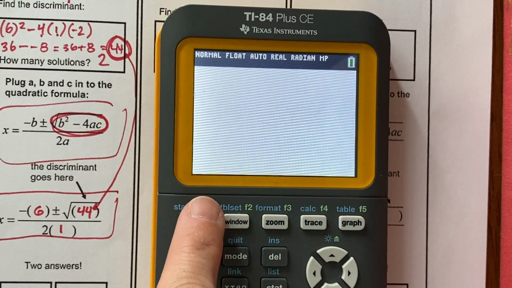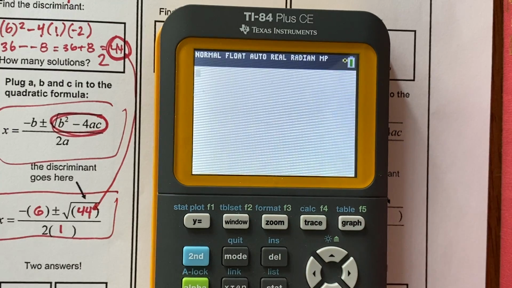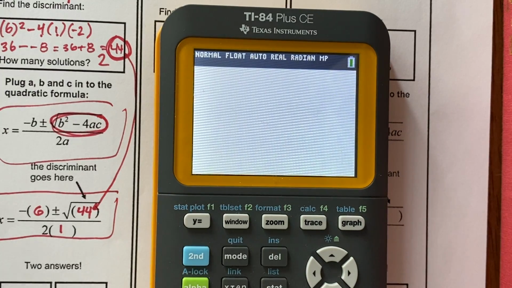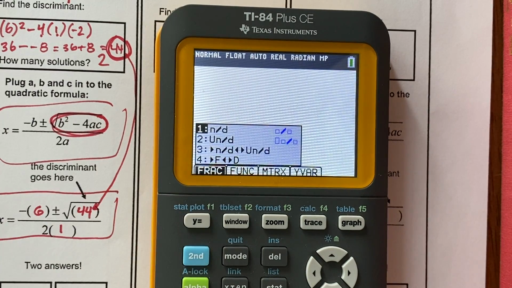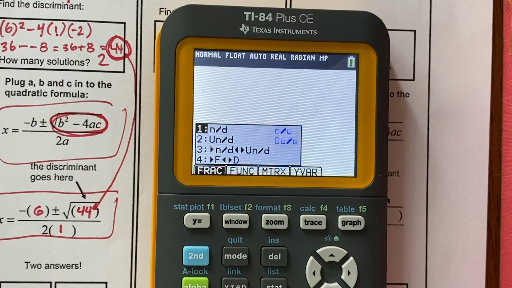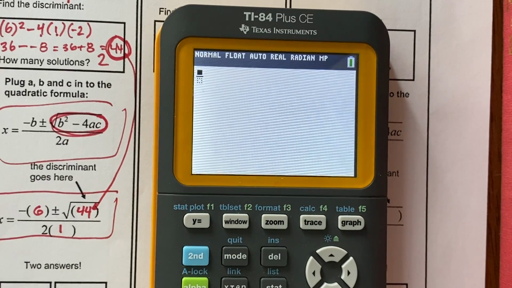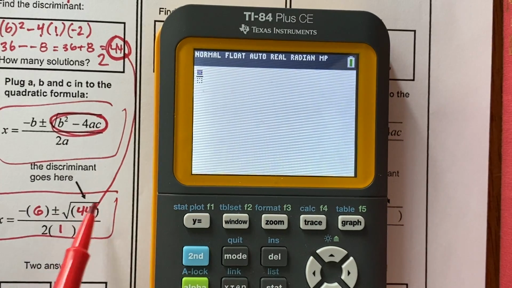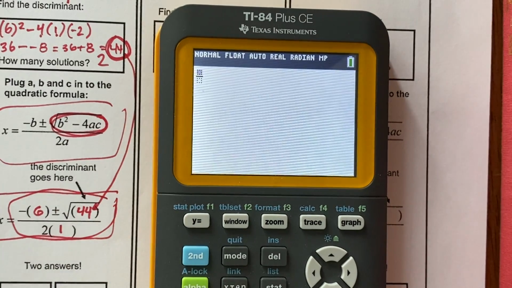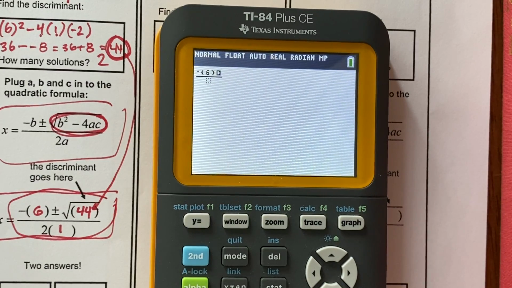So hit second, no, just kidding, that's a lie. Don't hit second, sorry. Hit alpha, y equals. And see how it says n over d at number 1? That means a basic fraction. So now I have a numerator and I have a denominator, and I would type this in exactly how it appears here. So negative 6 in parentheses.